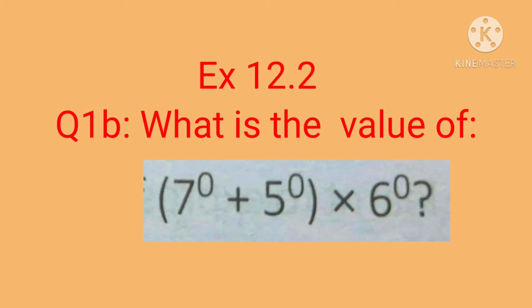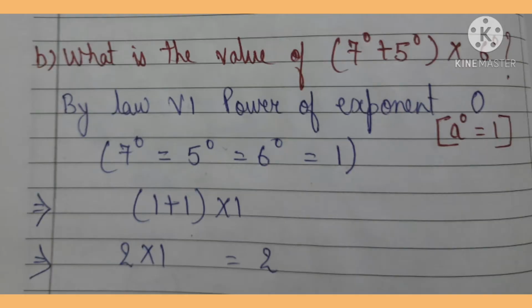Now let us check the B part of the same question, in which we shall apply the exponent power of 0. We know that the power of exponent 0 is always equal to 1. That is how 7^0, 5^0 and 6^0 are ultimately reduced to the value of 1. So 7^0 + 5^0 becomes 1 + 1, into 1, and that gives the answer of 2.